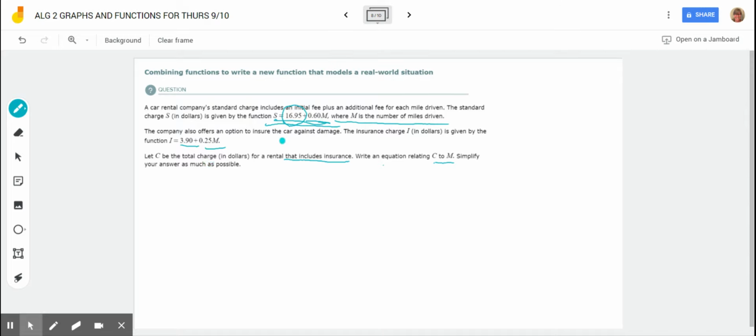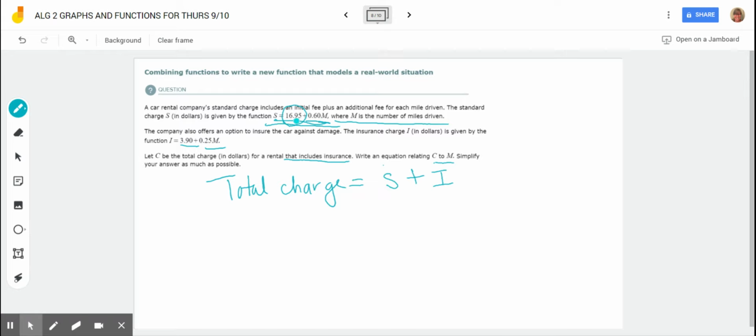Simplify your answer as much as possible. Okay, so sometimes with these kinds of problems, it's easier to start thinking about them in words rather than math. This is the words way to think about it. Look at what the total charge is going to be. Well, it's going to be the standard charge plus the insurance charge. You agree? Got to pay for the car, you got to pay for the insurance.